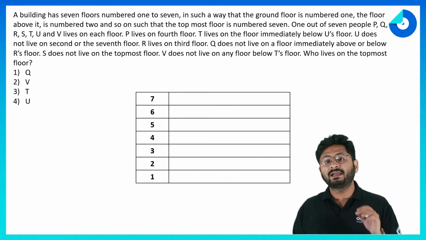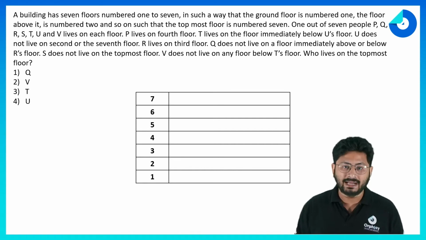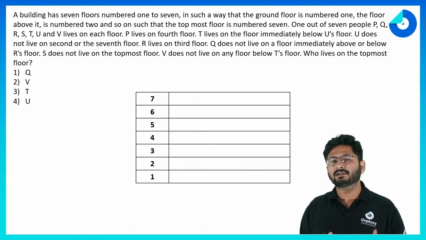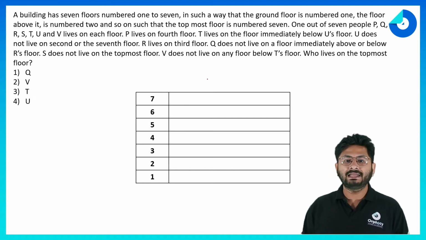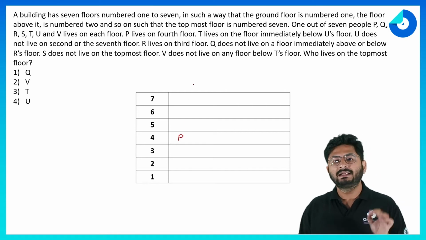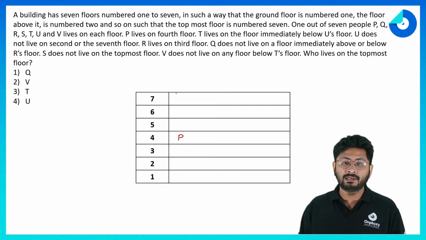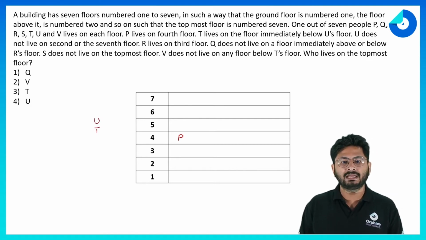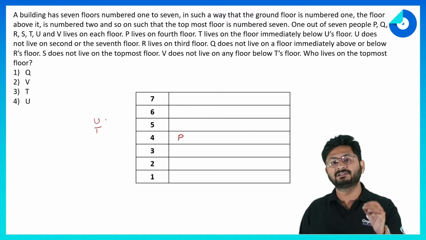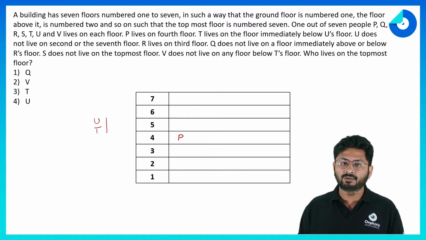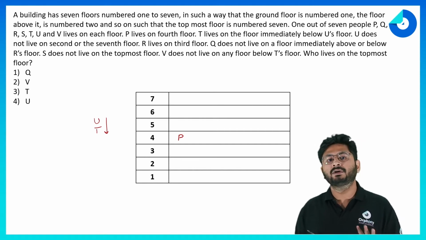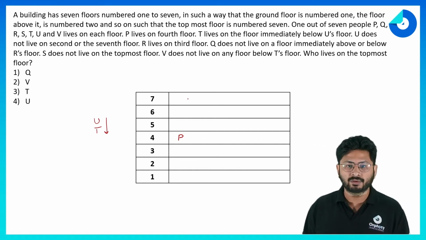Now 1 out of 7 people P, Q, R, S, T, U and V lives on each floor. Each of these 7 people lives on 7 different floors. P lives on the 4th floor, directly given. Then T lives on the floor immediately below U's floor. So I'll write it somewhere here that U lives above T, because T lives on the floor immediately below U's floor. Then U does not live on the 2nd or the 7th floor.